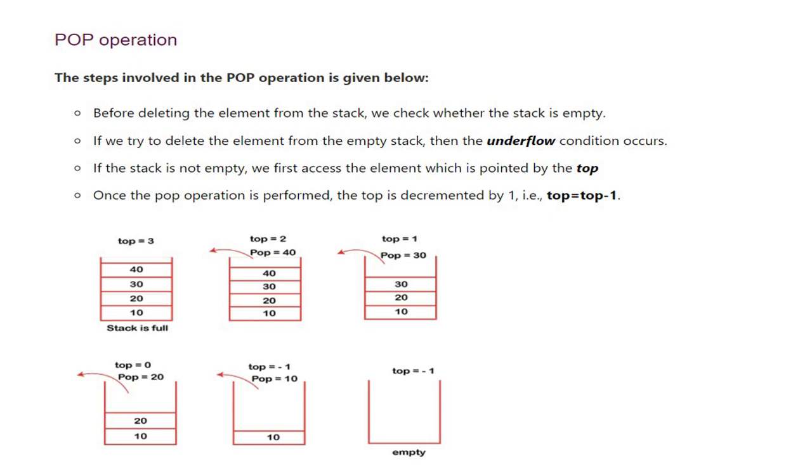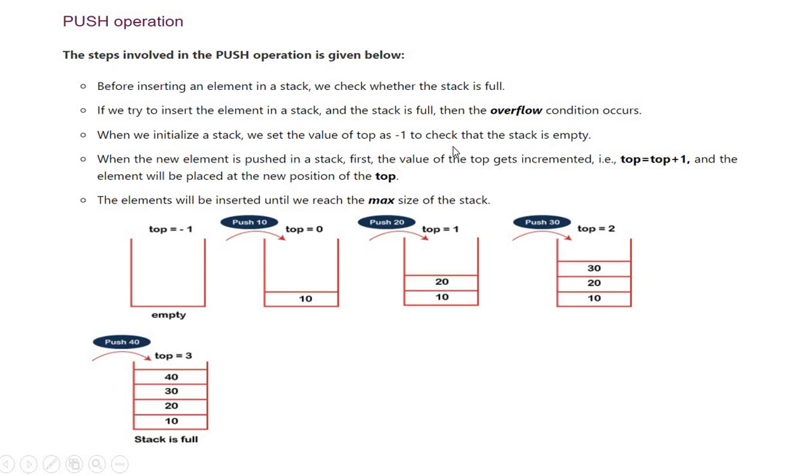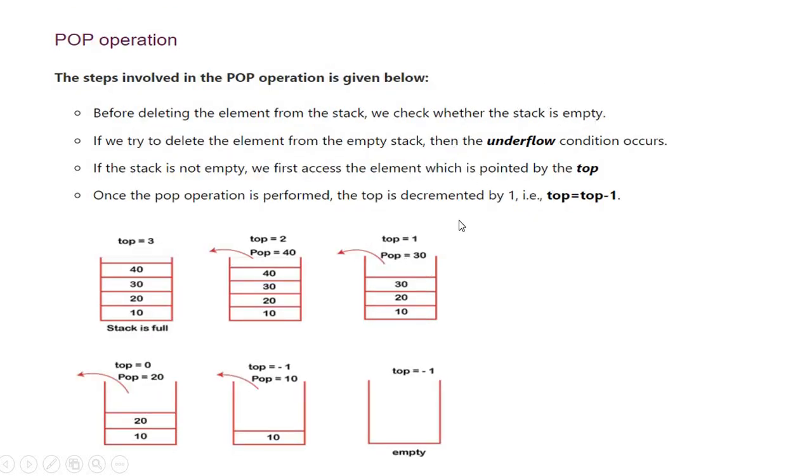And the next operation is the pop operation. To perform the pop operation, first we will check for the underflow condition, which is the is empty condition, which means there is no element in the stack. If there is no element in the stack, it is impossible to delete an element from the stack. So we call that condition the underflow condition. Overflow condition means the stack is full. Underflow condition means the stack is empty.